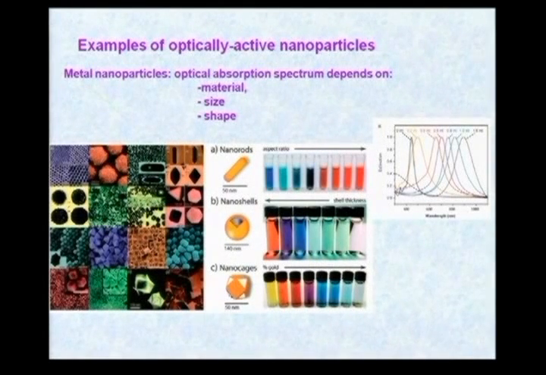And this is just illustrated. So these are nano rods, for example. They're all rods of a metal. And you can see, depending on the size and, in this case, the aspect ratio, you can make it any color you like. So you can vary the optical properties, and this is just shown by the spectra.